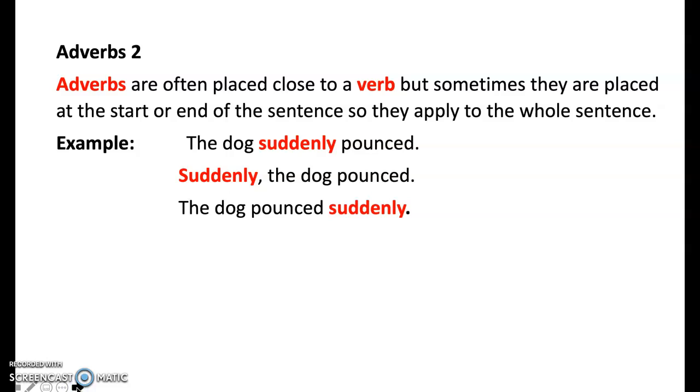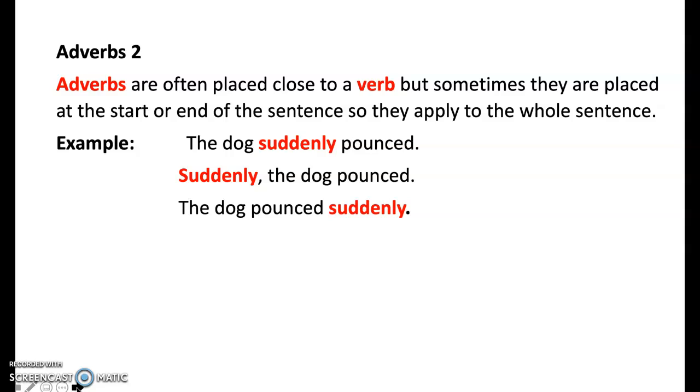Adverbs are often placed close to a verb, but sometimes they can be placed at the start of a sentence or at the end of the sentence. So here we can see the dog suddenly pounced. Suddenly, the dog pounced. The dog pounced suddenly. So we can see there's a difference. So the third one, the dog pounced suddenly, has a different effect to the second one, suddenly the dog pounced.